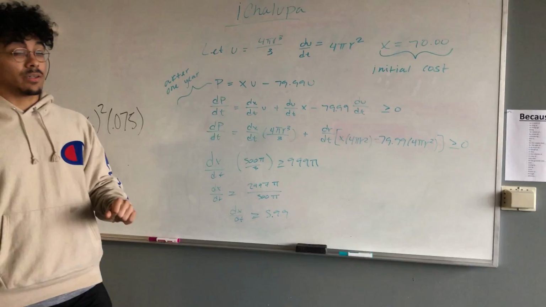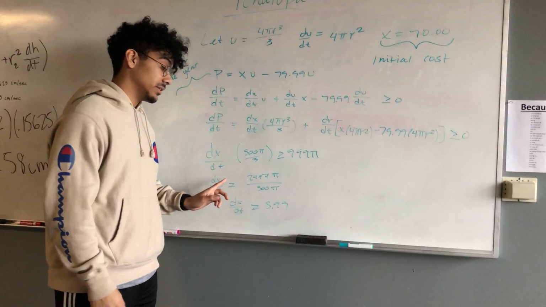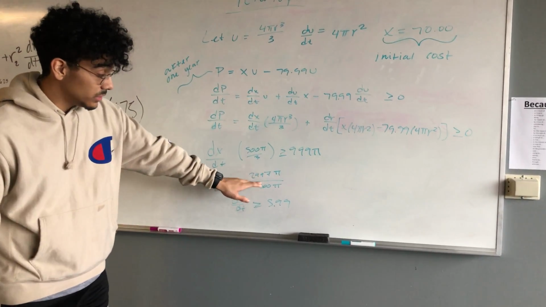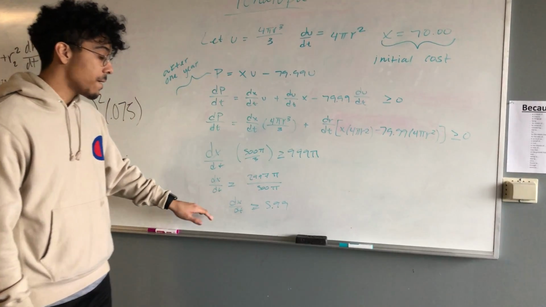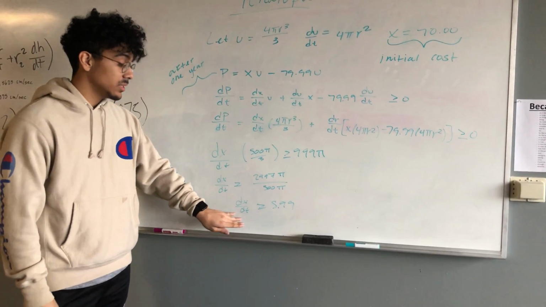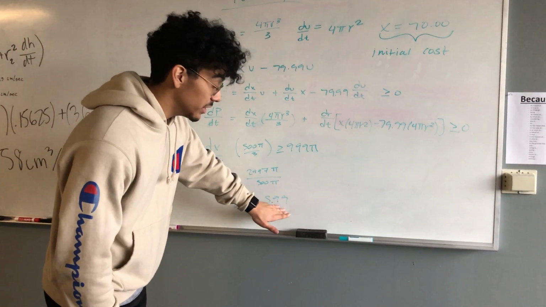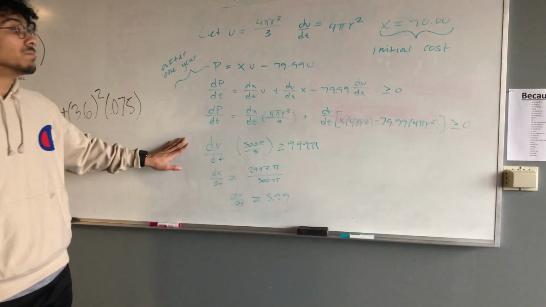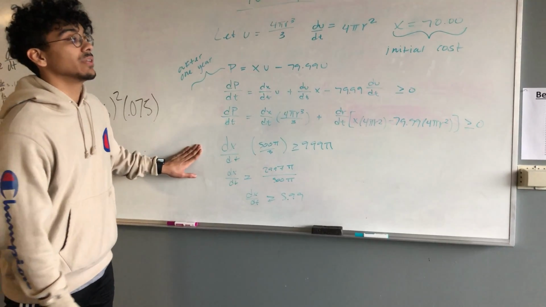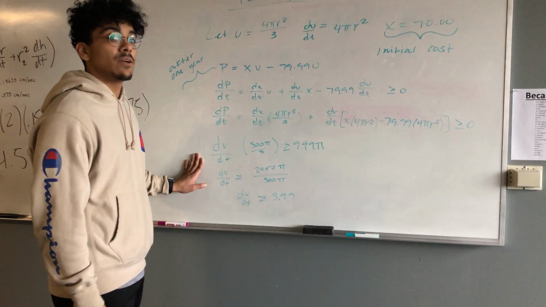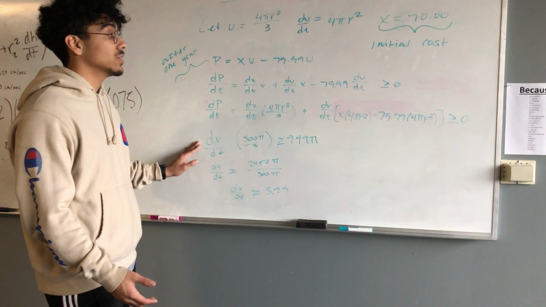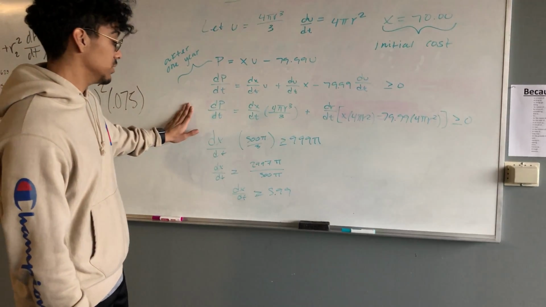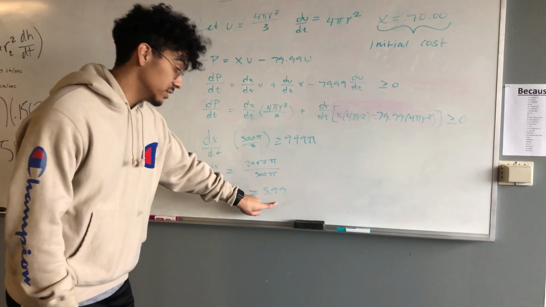And then what you're gonna do is isolate dx over dt, which is 2,997 pi over 500 pi. And then once you isolate dx over dt, you're gonna get 5.99. So this means that for every inch that we increase the radius of the iChalupa, we're gonna have to increase the price of the iChalupa in stores for customers by $5.99.